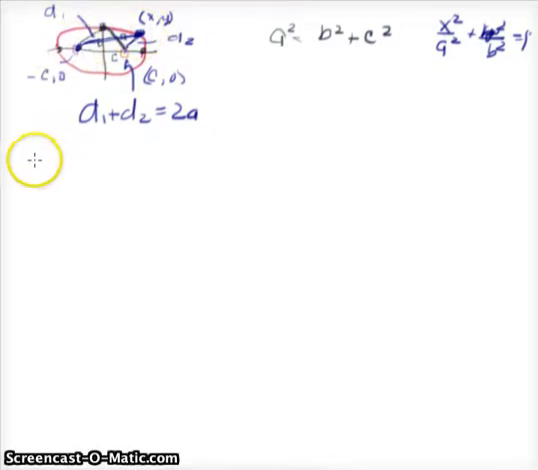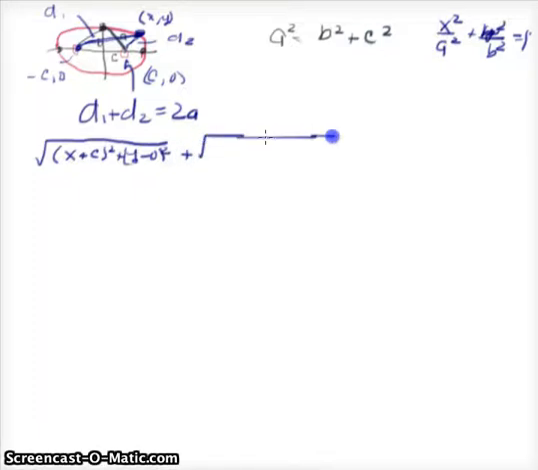We could use the distance formula. Remember the distance formula? So it's going to be x plus c, because it's minus c, x plus c squared plus y minus 0 squared, plus the other distance, which is x minus c squared plus y minus 0 squared, is equal to 2a. Okay, now we're going to have to isolate a radical from our previous learning. So we're going to move this radical over here.